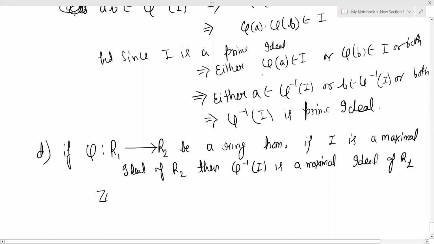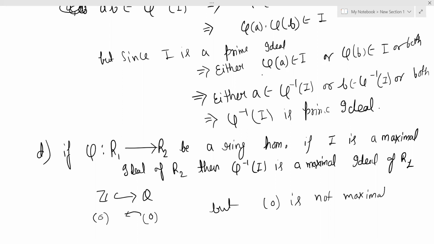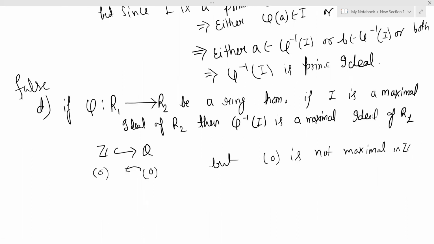Okay. Take the inclusion ring homomorphism from Z to Q. Take the maximal ideal 0 of Q. The inverse image of 0 is only the 0 ideal, but 0 is not maximal in Z, right? So this statement is false. The inverse image of a prime ideal is a prime ideal, but the inverse image of a maximal ideal need not be maximal. So this is the true statement we prove.